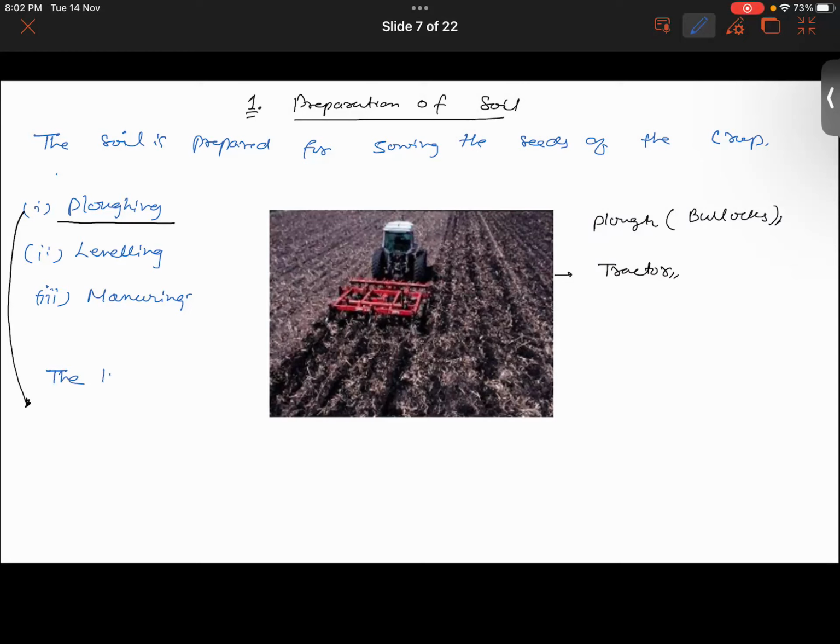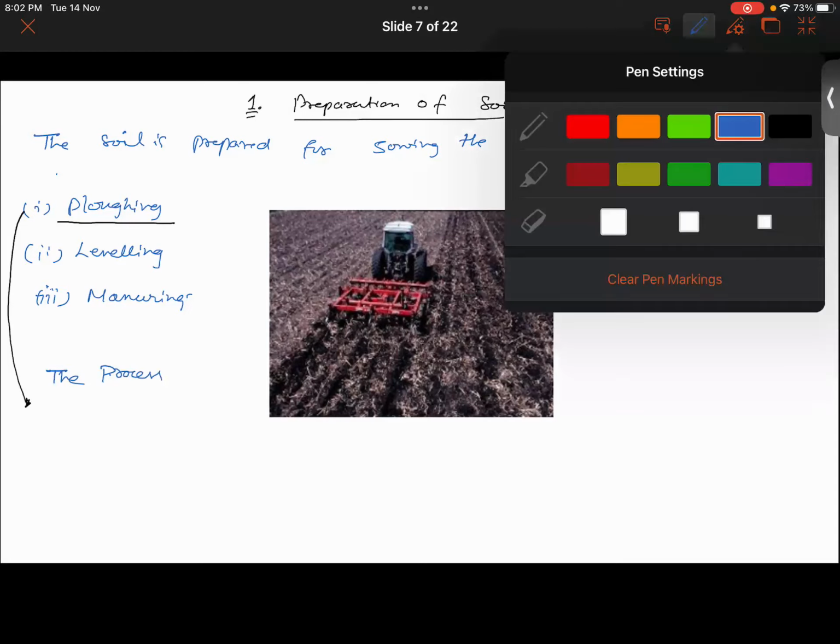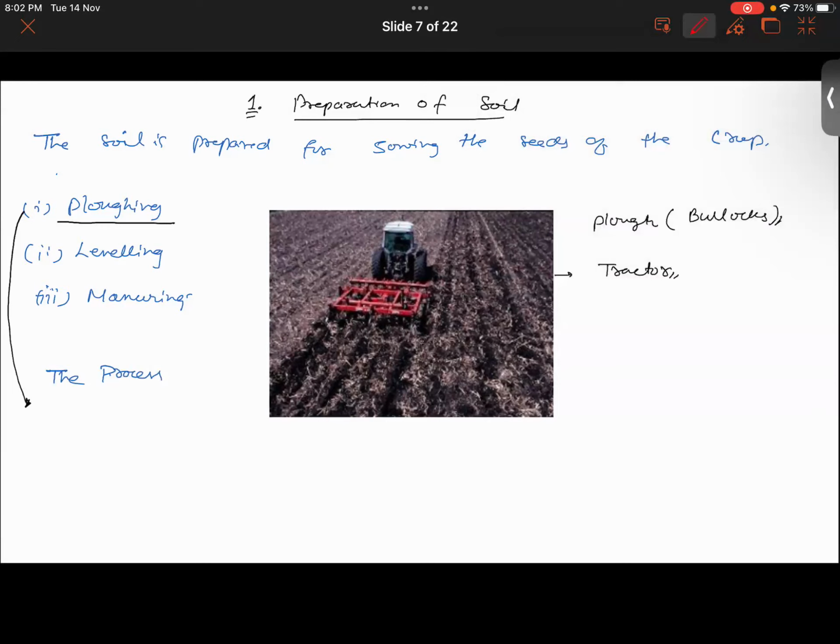Ploughing is simply the process. Okay, someone who would like to explain ploughing. Sir, the process of turning and loosening of soil for the plants to grow well is known as ploughing. Exactly. Acha, Ahmed, what is another name for ploughing? Okay. Arhan, what is another name for ploughing? Tilling. Good. That is tilling. So guys, do remember, there's another name for ploughing, that is tilling.